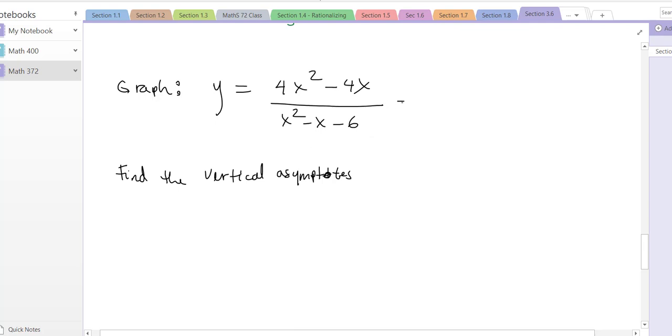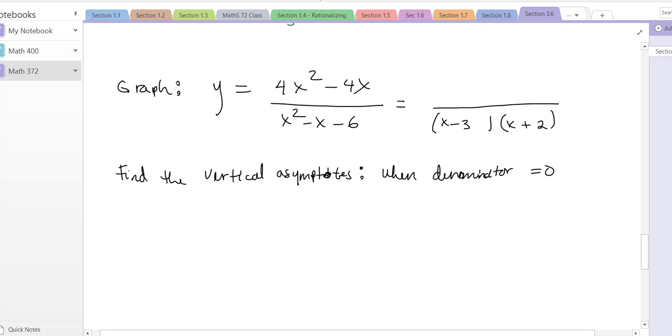So let's try to factor this as far as we can. I want to factor x squared minus x minus 6 and see, essentially I want to know where the denominator is 0, when the denominator of a rational function is 0. So we want it fully factored. What numbers multiply to -6 and add up to -1? That'll be x minus 3 and x plus 2.